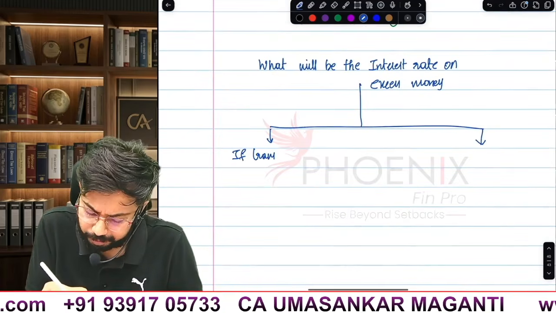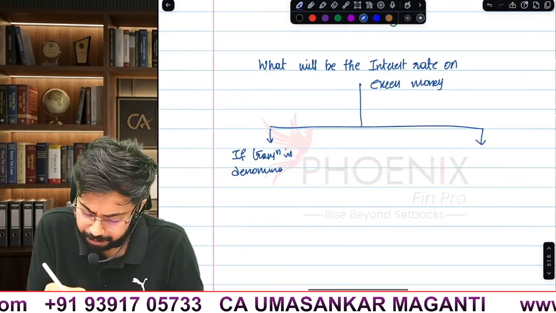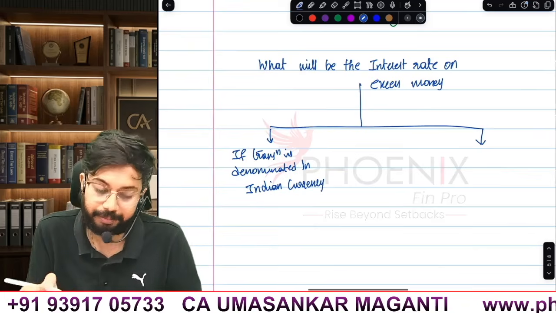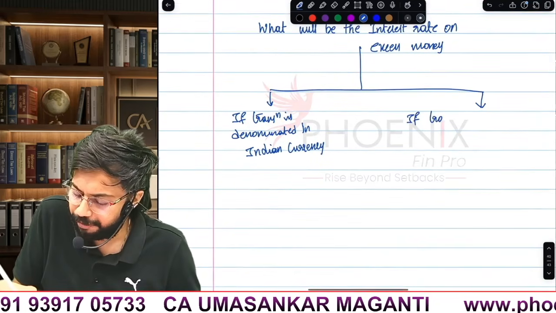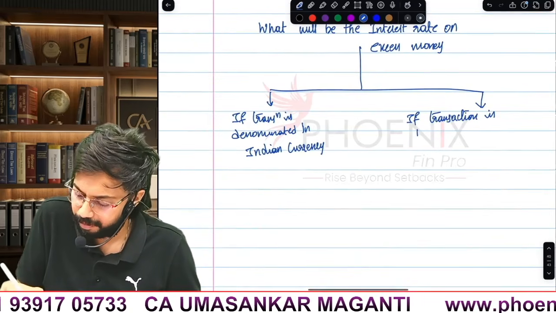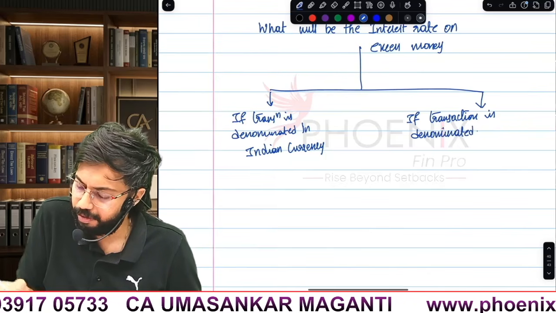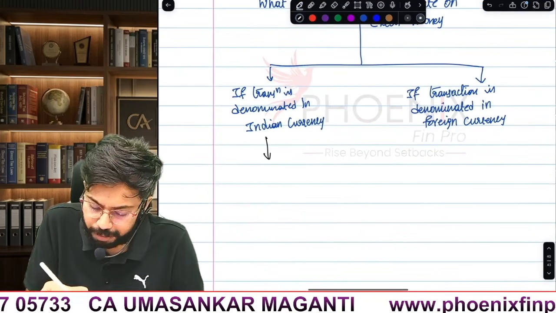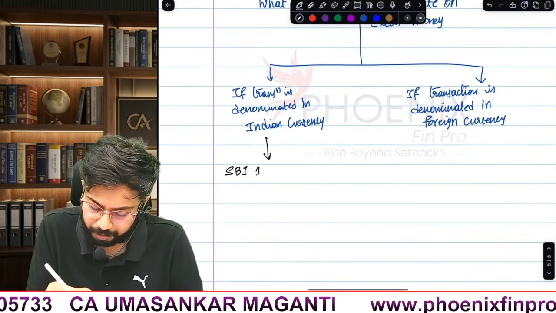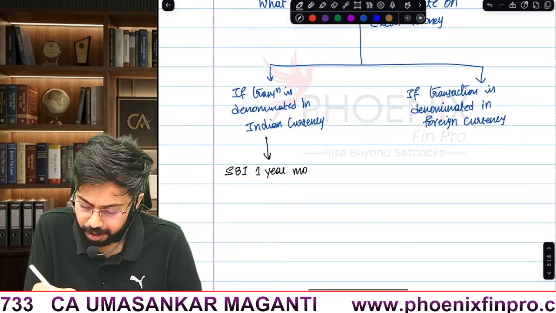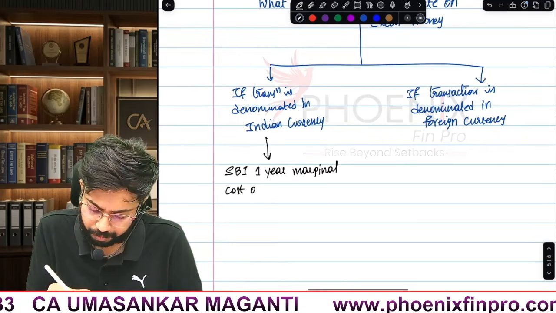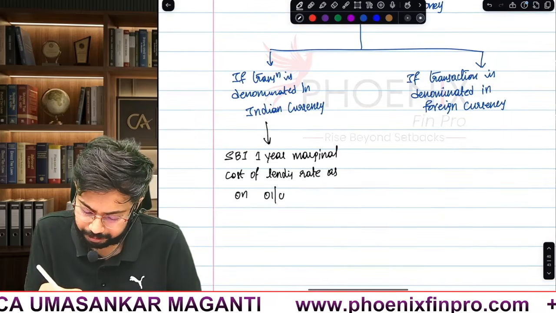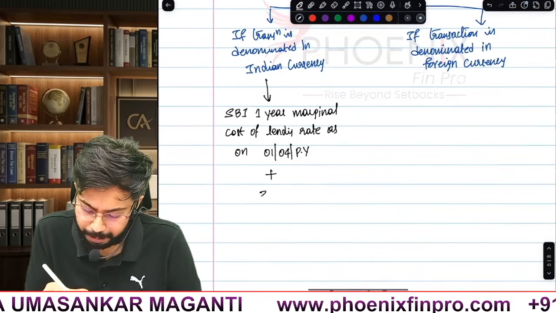If the transaction is denominated in Indian currency, we will calculate the interest rate in one way. If the transaction is denominated in foreign currency, then we will calculate the interest rate in a different way. If the transaction is denominated in Indian currency, then the interest rate is SBI 1 year marginal cost of lending rate as on 1st April of the previous year, plus 3.25%.